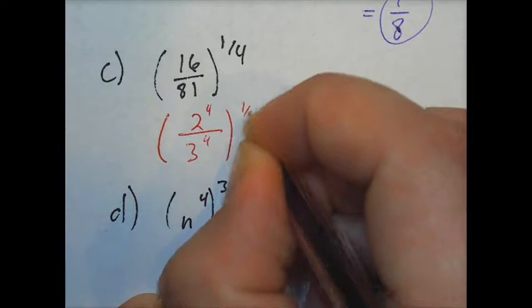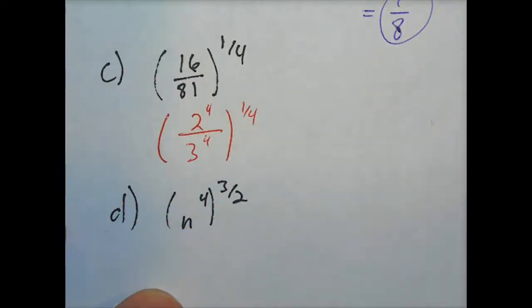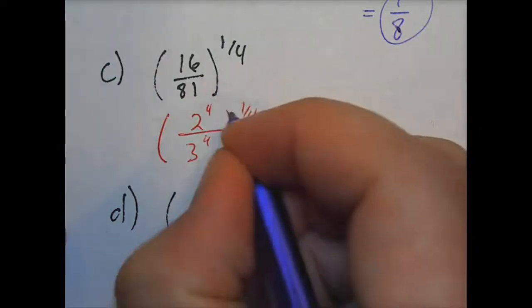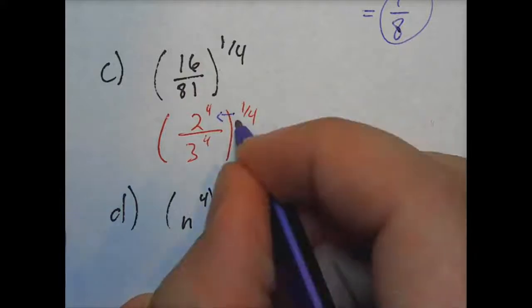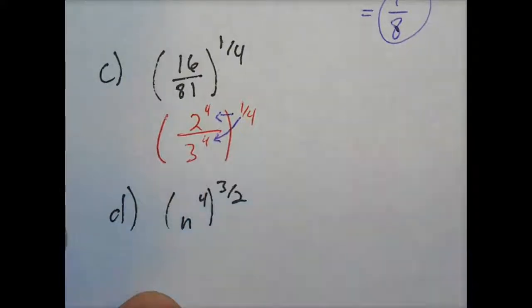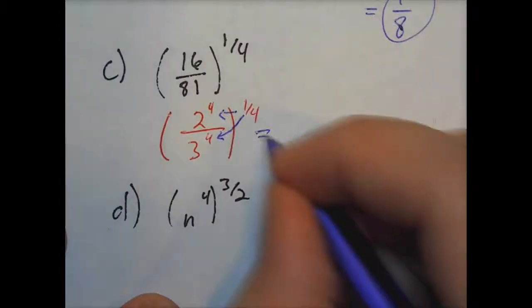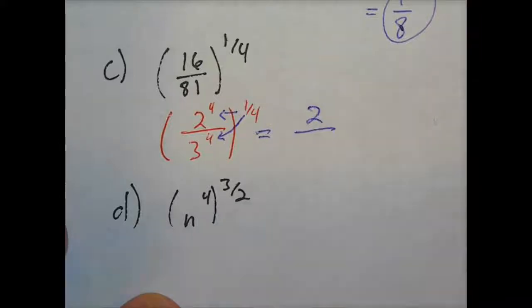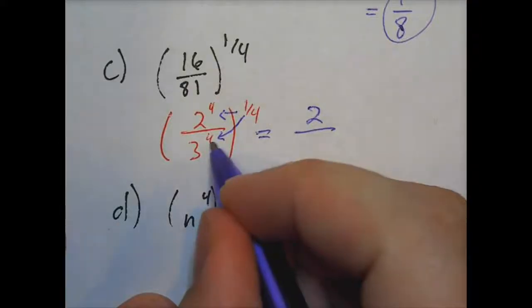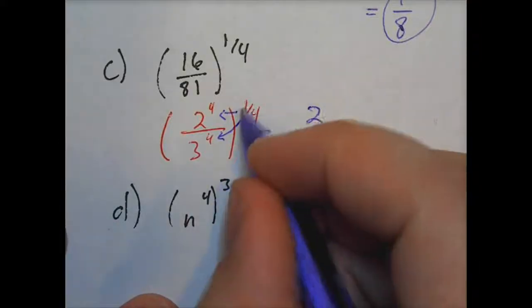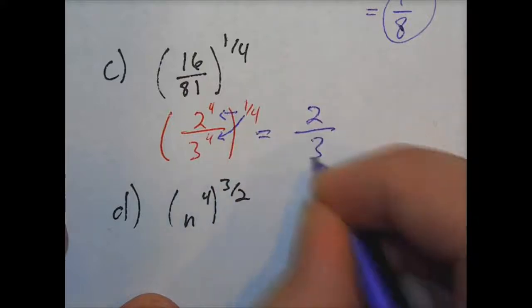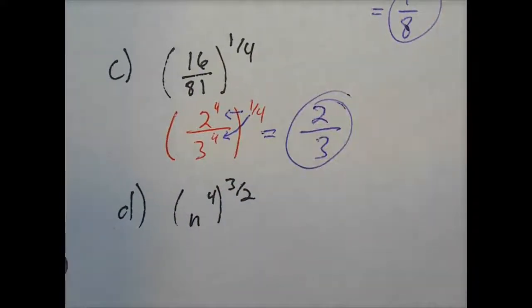So now if this is all 1/4 power on the outside, what happens is this 1/4 is applying to that 2 to the fourth as well as the 3 to the fourth. So it's going to distribute into both of those things. Well, 4 divided by 4 makes 1. So I have 2 to the first over, again, 4 divided by 4 is 1. I don't have any number up there, so this is just 2 over 3, so 2/3.